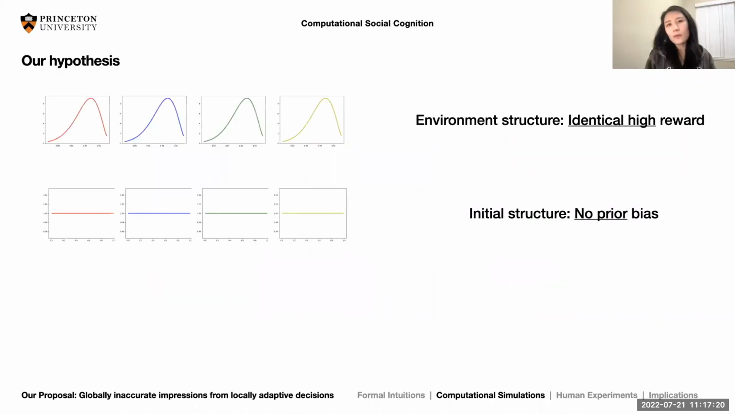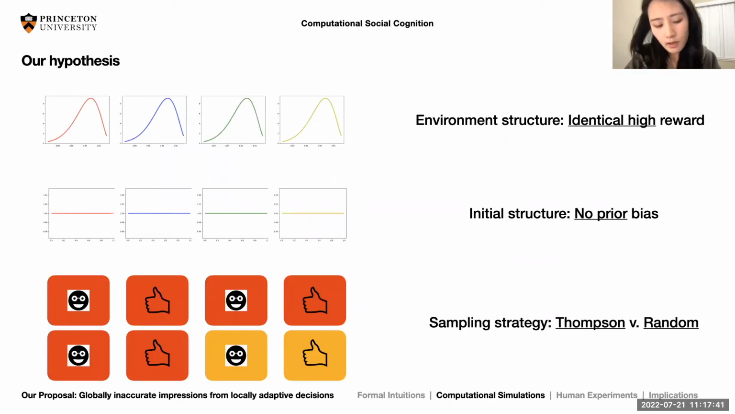All right. Now, our prediction. In our idea, there are no group level differences. That's the ground truth. We have an environment structure where all groups are equally and highly rewarding, with a 90% reward rate. And the decision maker doesn't have any prior bias. Everybody starts with a flat line, kind of similar. Now we can compare two different conditions, so that we know what Thompson sampling can inform our predictions. The only difference between Thompson sampling and random sampling is that Thompson sampling, as we said, always uses past experience to make new decisions.